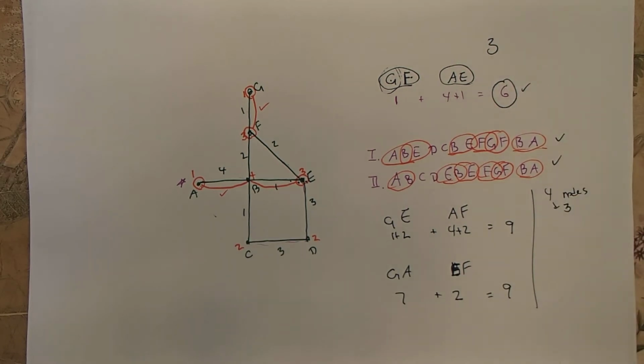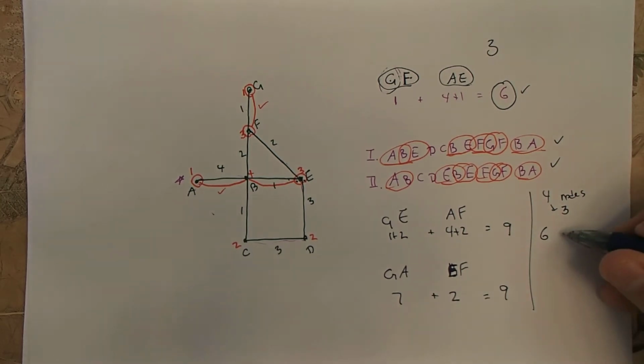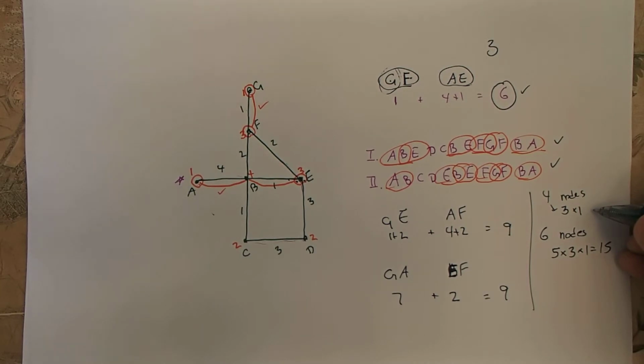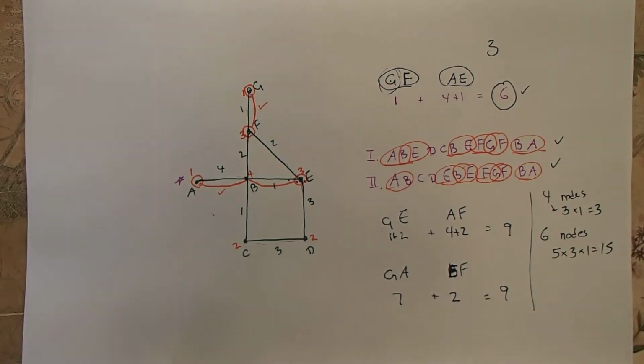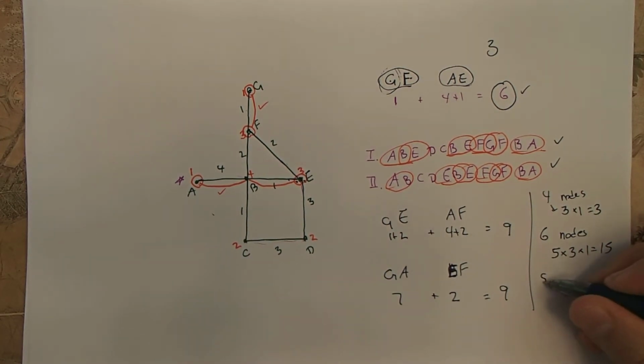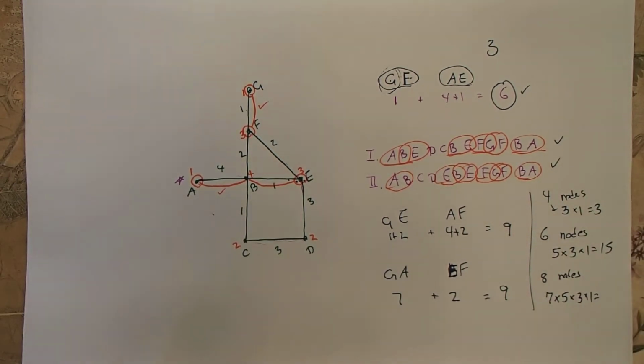Now, if we had 6 odd nodes, and by the way, there cannot be 5 odd nodes, there has to be an even number of odd nodes, and that's a related mathematical theorem that we won't go into right now. But if there were 6 nodes, then you would have 5 times 3 times 1, which is 15 pairings. This is 3 times 1, which is 3. If I have 8 odd nodes, we go 1 less than 8 is 7, and we have 7 times 5 times 3 times 1. Well, 7 times 15 is 105. So you can see how the number of possible pairings gets large very quickly with the number of nodes.